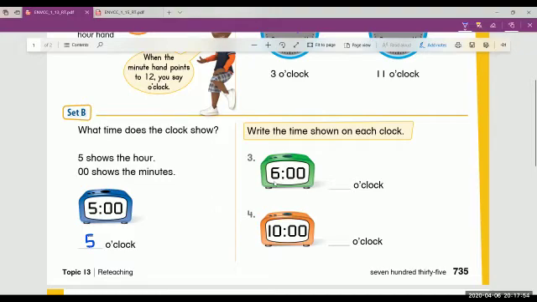Here, 6 o'clock. So what is the time here? 6. Excellent. Here 10 and 2 zeros. So what is the time? What do we say? We say 10 o'clock. Okay.